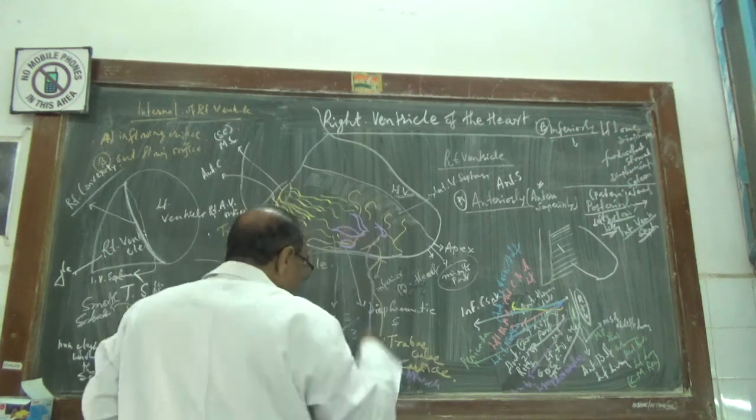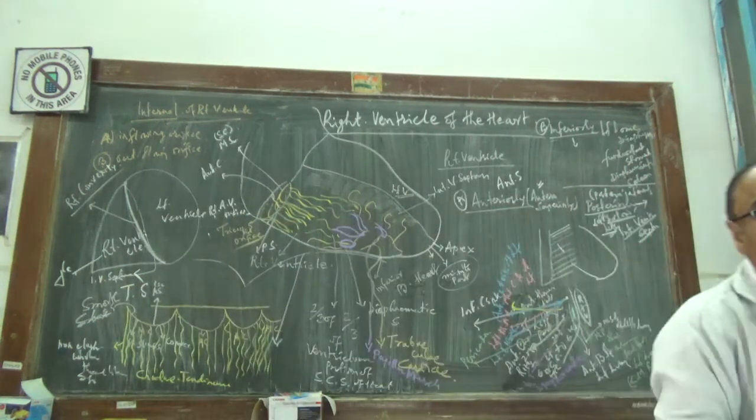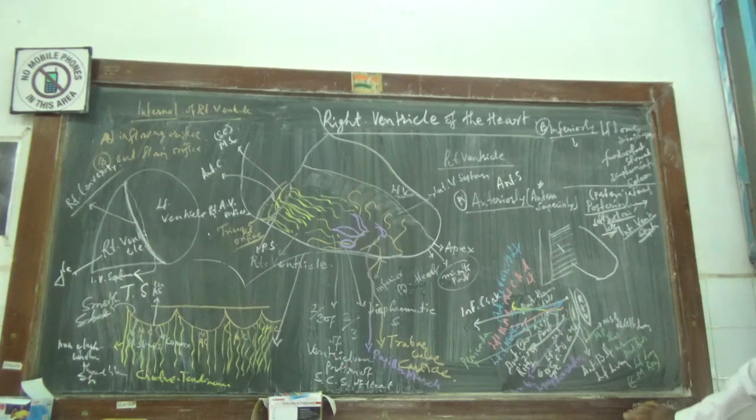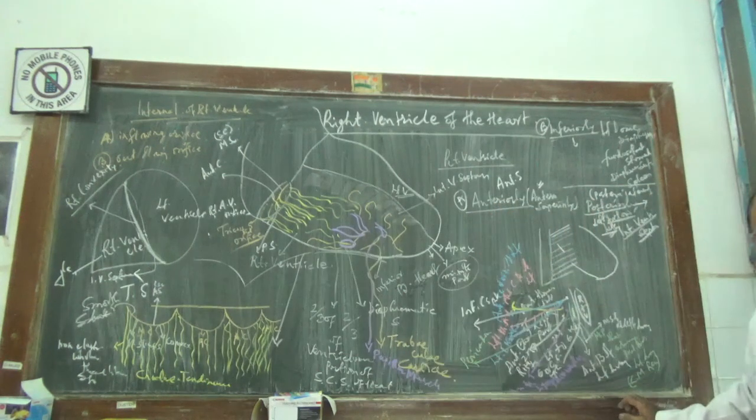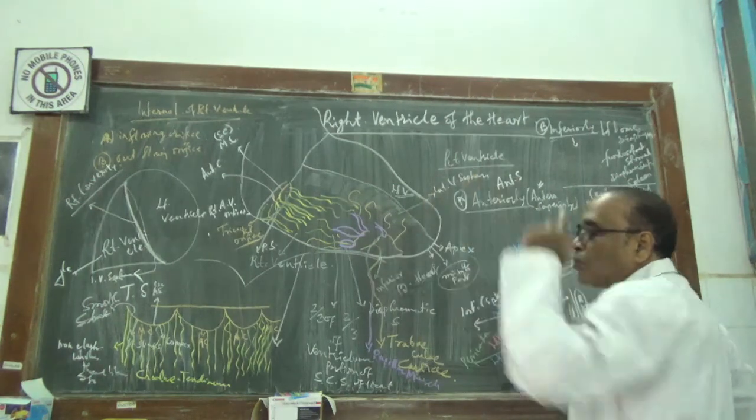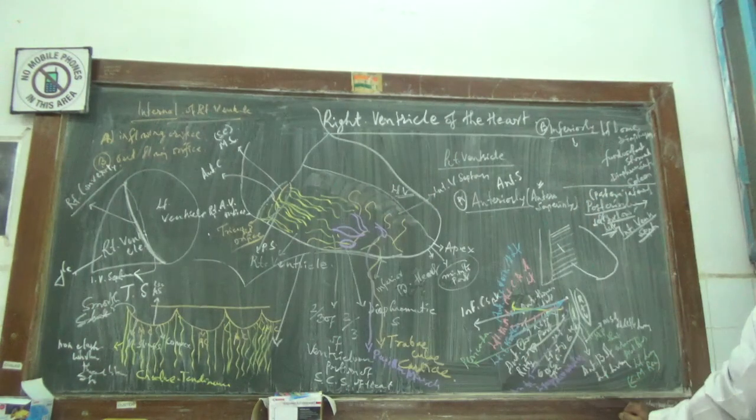Now these papillary muscles contain inside the muscles of the plane of specialized. Now these papillary muscles are present bridging between the chordae tendineae and the trabeculae carneae. Papillary muscles are also more in the right ventricle because chordae tendineae are more.